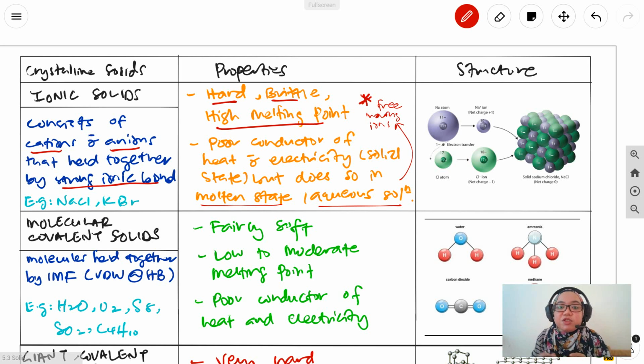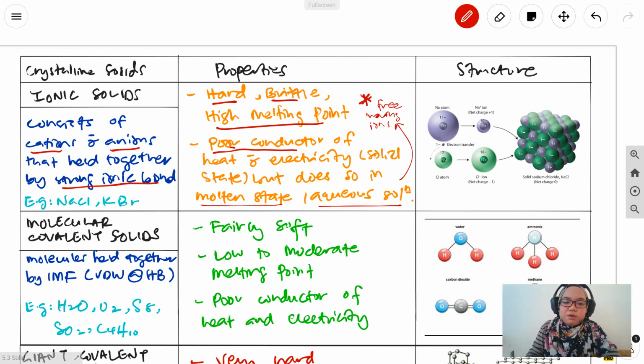But in the solid state, salt or this ionic solid cannot conduct heat or electricity. Okay? So, bear that in your mind. So, in general, in the solid state, this ionic solid is a poor conductor of heat. Because we are learning about solid, right? So, in a solid state, ionic solid is a poor conductor of heat and electricity. Bear that in your mind.